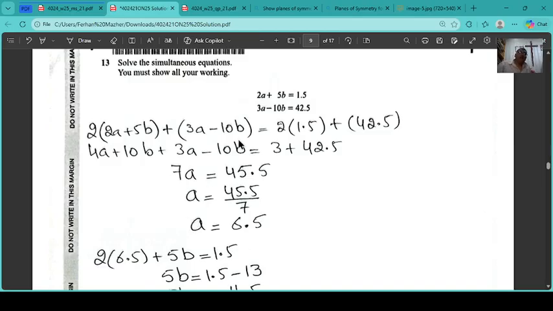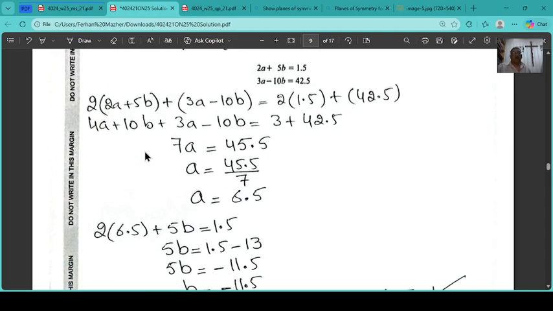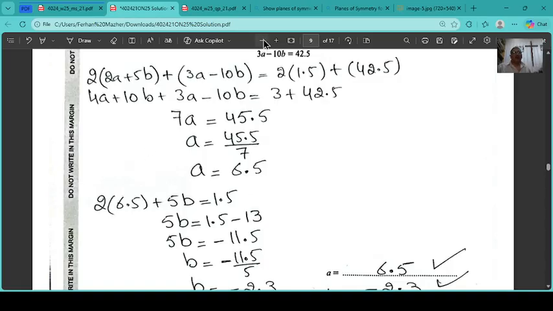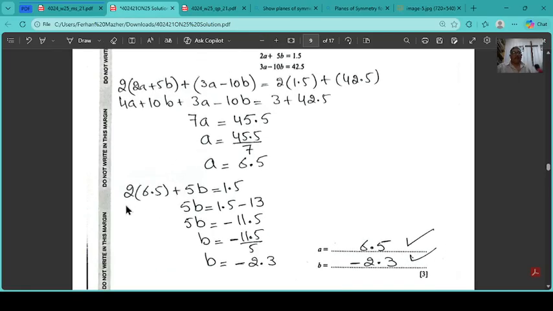Once I know the value of A, I can put the value of A in the first equation, or you can use the second equation. Here I have used the first equation. In the place of A, I have put the value 6.5, and I will try to find out the value of B. So here we have 2 into 6.5 plus 5b equals 1.5. So 5b will be equal to 1.5 minus 13. 5b will be equal to minus 11.5. So b will be equal to minus 11.5 divided by 5, and b will be equal to minus 2.3. So the value of A is 6.5 and the value of B is minus 2.3.